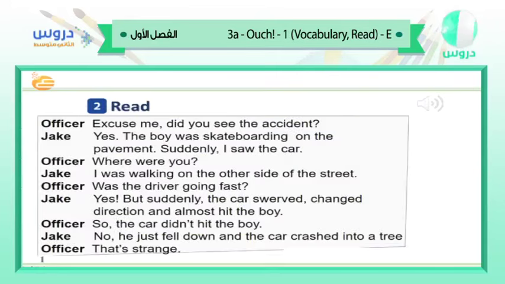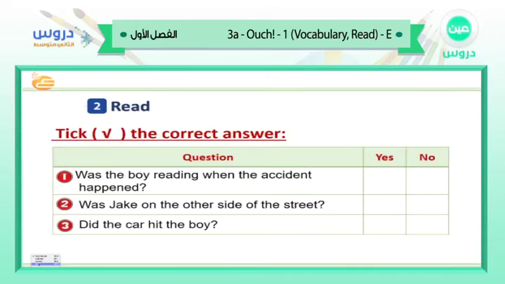Okay, let's go back. I'll give you a moment to pick your answer. So the answer: was the boy reading? Of course no, he wasn't reading, he was skateboarding. Was Jake on the other side of the street? Yes, of course. Did the car hit the boy? No.